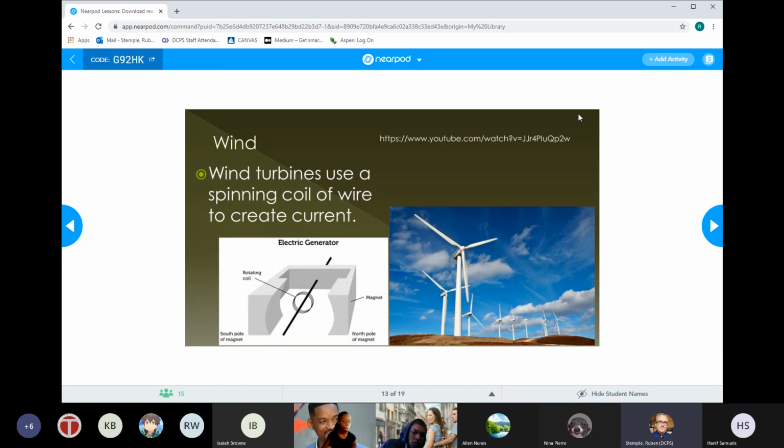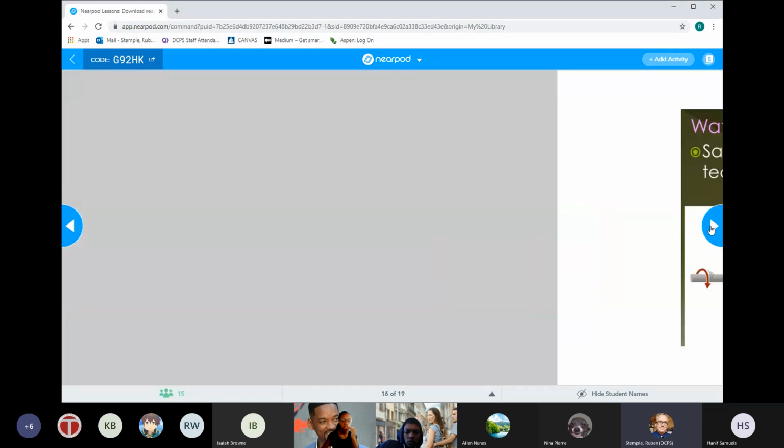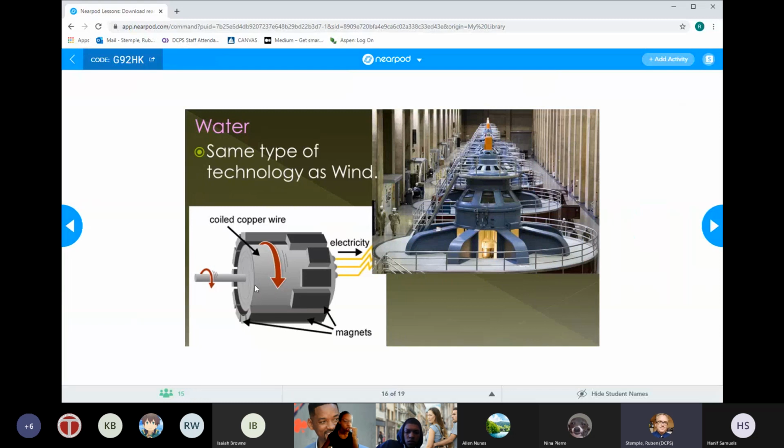Okay, so wind turbines use a coil of wire to create current. So you've all seen electric motors, even small electrical motors, like for instance, like this one, where something in the middle is spinning around based on electricity that is put into it, right? You can run that motor in reverse by putting mechanical energy into it and create electricity from it, right? So it basically runs it in reverse.